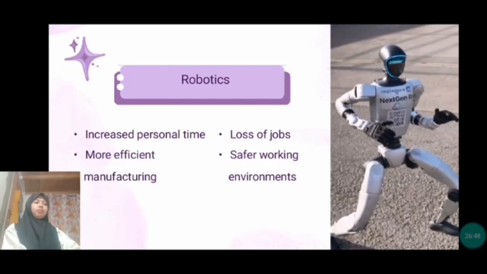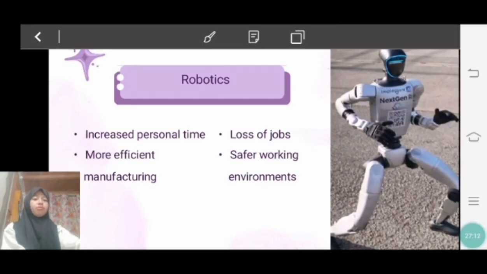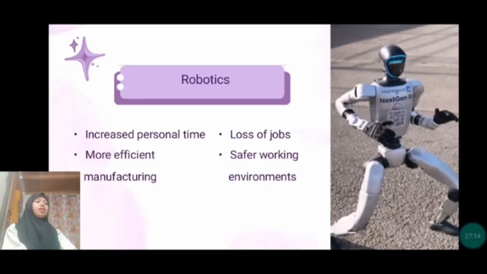So the loss of jobs. Since robots can perform tasks automatically, some human jobs, especially repetitive ones, may no longer be needed. This can lead to unemployment for certain workers if they don't learn new skills.